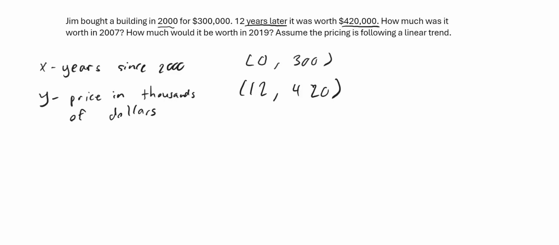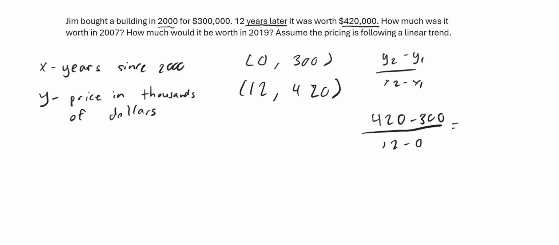Okay, so to do this problem, we need to find the slope. So that's going to be y2 minus y1 over x2 minus x1. So this can be our second point: 420 minus 300 over 12 minus 0 is equal to 120 over 12, which is equal to 10. So our slope is going to be 10.